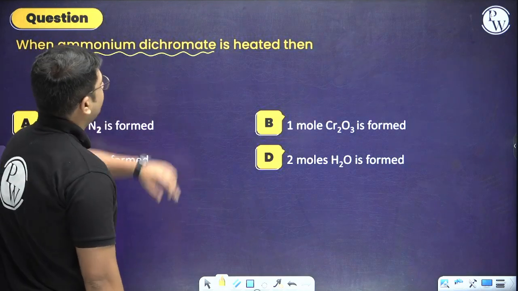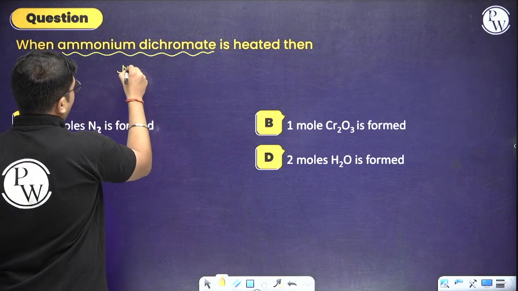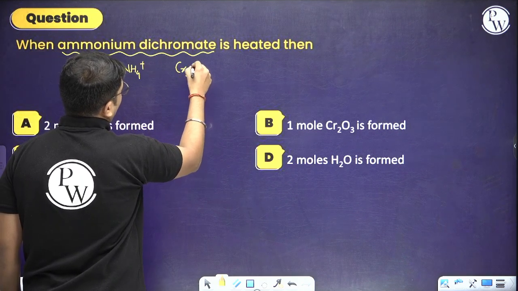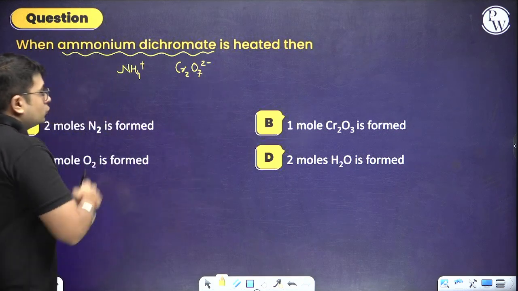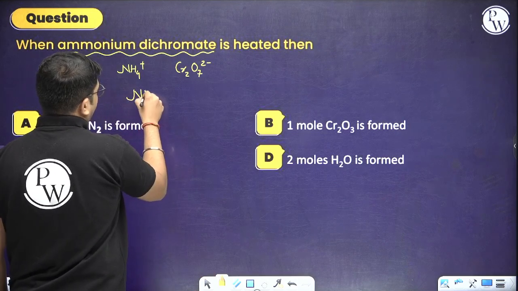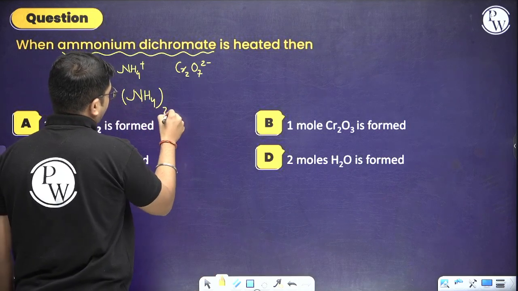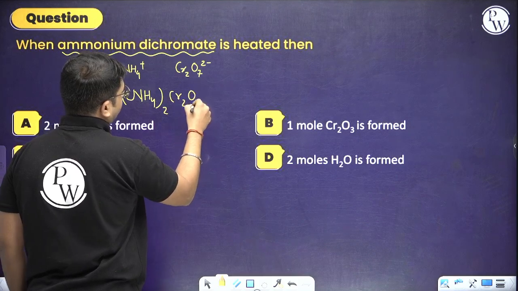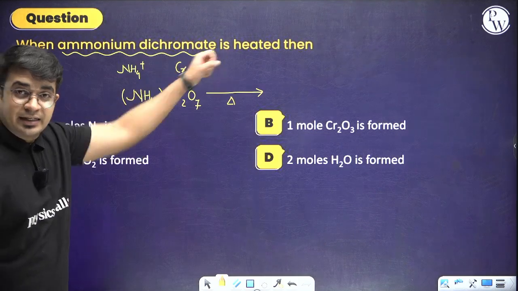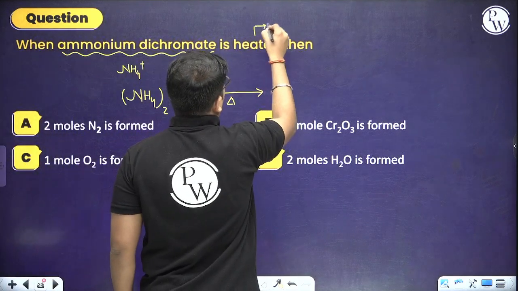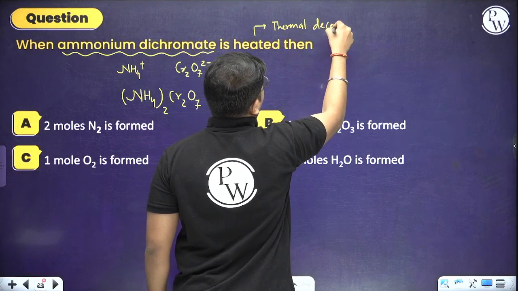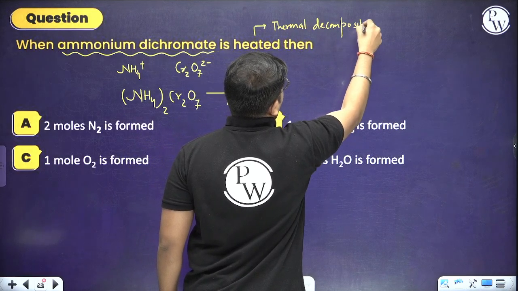Okay, so when ammonium dichromate, we have ammonium, which is NH4 positive, and dichromate is Cr2O7 2 negative. Just cross multiply their charges, and you will get the formula as (NH4)2 Cr2O7. Now this reaction is a thermal decomposition, as it is heated. So whenever this term is given, always remember we are talking about thermal decomposition.